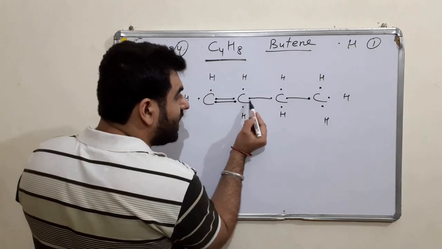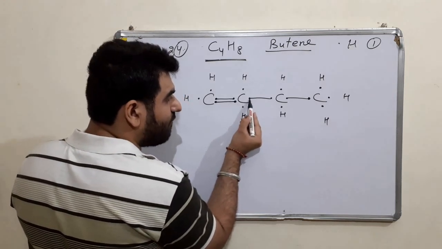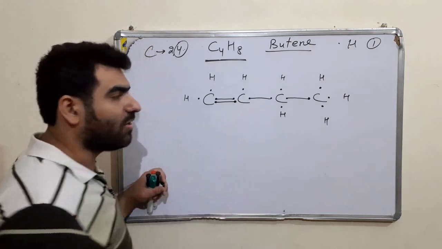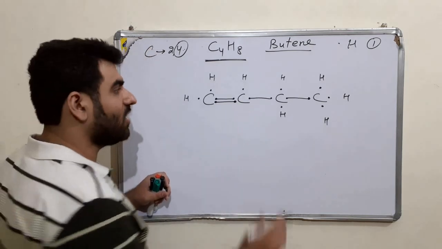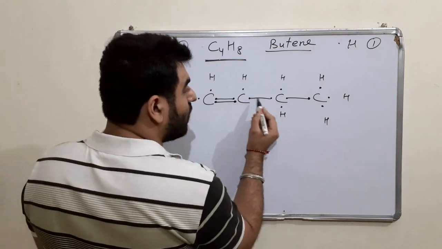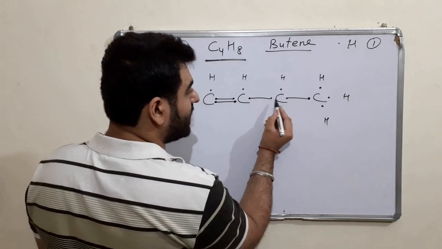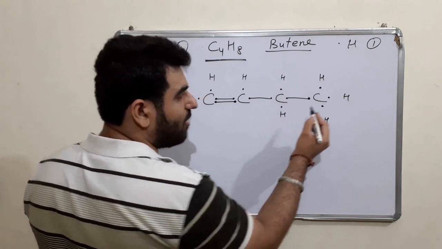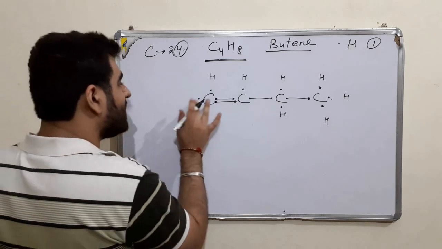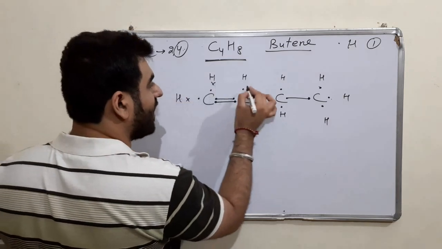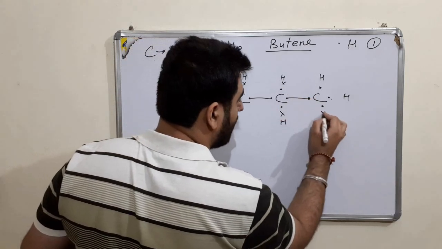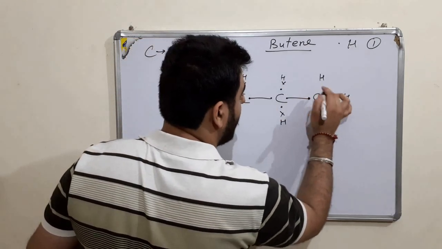Now, 1, 2, 3, 4, 5. Again 5 electrons. So I am taking one hydrogen away along with the electron. So 1, 2, 3, 4. Stable. Now count the carbon number for this. 1, 2, 3, 4. No problem. 1, 2, 3, 4. No problem. Now just add the electron of hydrogen at each point. Add the electron of hydrogen to each end.